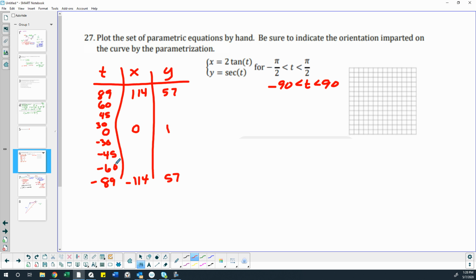Okay, so 2 times the tangent of 60 is 3.5, and 2 times the tangent of 45 is 2. I'm just going to go ahead and do all of these. And then 2 times the tangent of 30 is 1.1. And then I'm pretty sure these will be all the same numbers, just negative.